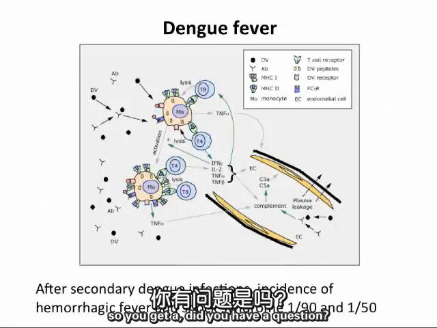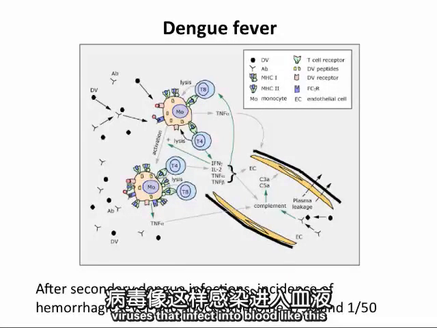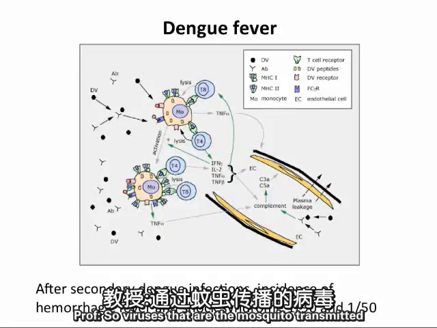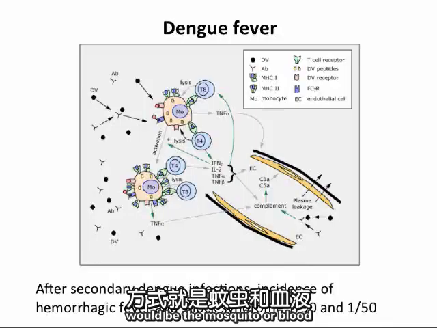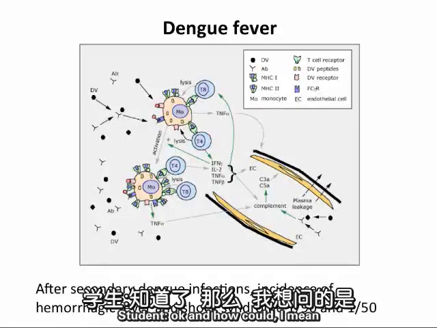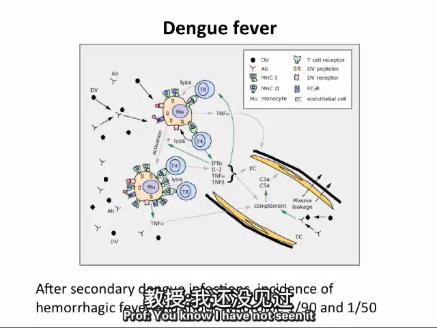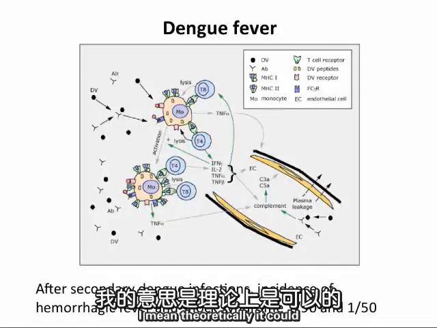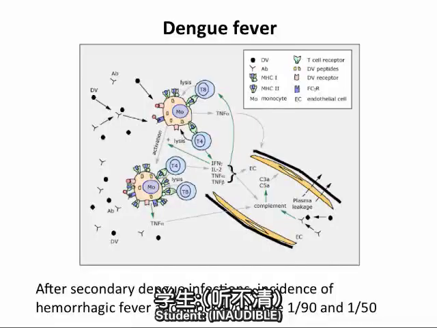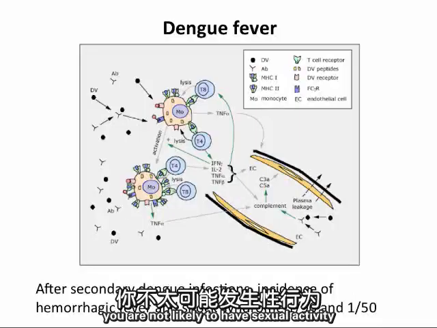Did you have a question? I'm kind of confused about viruses that have an insect vector like this. Can they only be transmitted through blood? Viruses that are mosquito transmitted are transmitted by the mosquito, or by blood, you know, contaminated needles could do it. Okay, so sexual activity can't transmit these? I have not seen it. Theoretically it could, but I think it's quite rare. You just feel so miserable. That's right. I think that for those 7 to 10 days, you're not likely to have sexual activity.